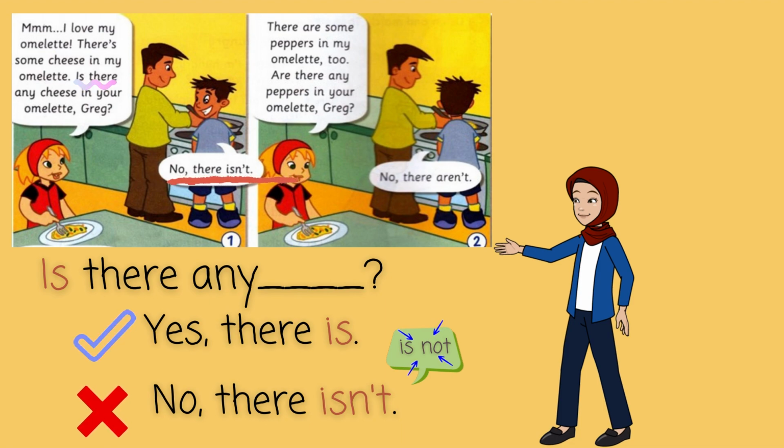And Greg says, no, there isn't. Here, this is a short form for is not. Okay, isn't bermaksud tidak ada, singkatan kepada is not. When the question starts with is, the answer will also end with is. Yes, there is, kalau ada. Kalau tiada dalam makanan itu, no, there isn't.